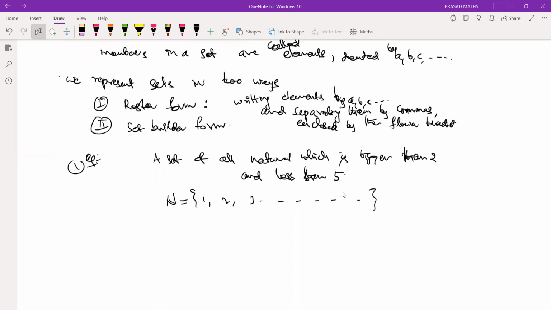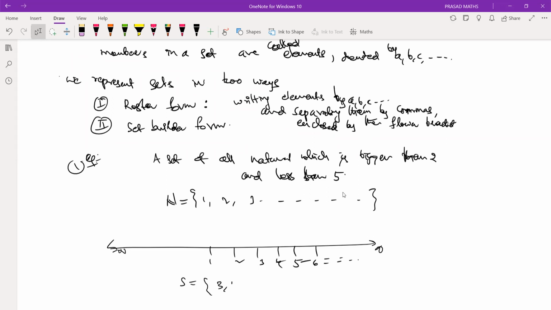These are counting numbers, natural numbers: 1, 2, 3, 4, 5, 6, going on. So bigger than 2 and less than 5, what is in my set? 3, 4. That's it. So we write the elements 3, 4 separated by commas and enclosed by flower brackets. This we call the roster form of the particular set.